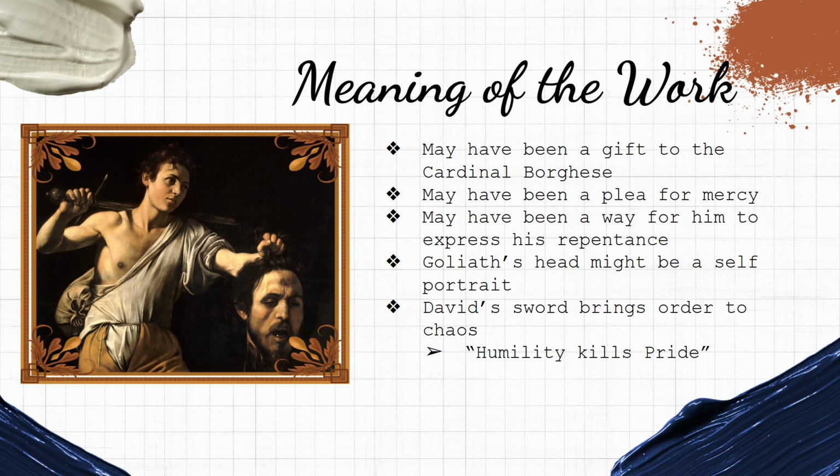David is portrayed not as a victorious hero, but as a compassionate person, while he is gazing solemnly at the severed head of Goliath, which many believe to be a self-portrait of Caravaggio himself. The sword David holds, bearing the inscription H-AS OS, is thought to stand for a Latin phrase which roughly translates to English as humility kills pride, which reinforces the theme of spiritual reckoning. The sword and David's demeanor together suggest a symbolic restoration of order over chaos, making the work both a powerful religious image and a deep personal confession.